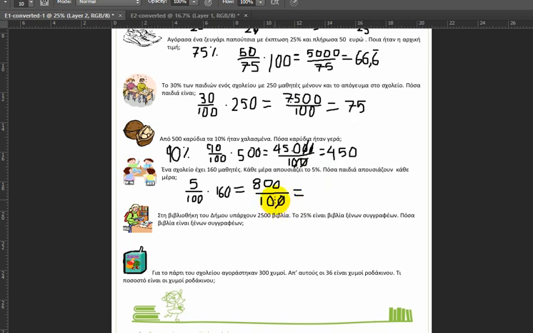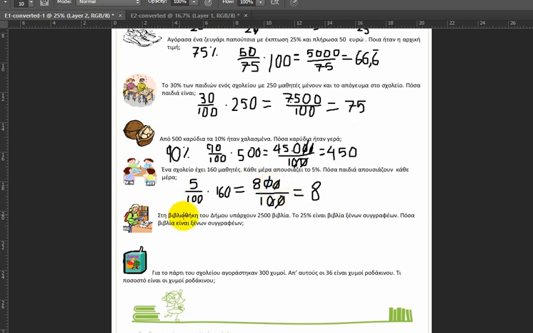So here I'm going to cross out these zeros, 2 on top, 2 on the bottom, and what I'm left with is 8. So 8 kids are absent every day. Next problem.